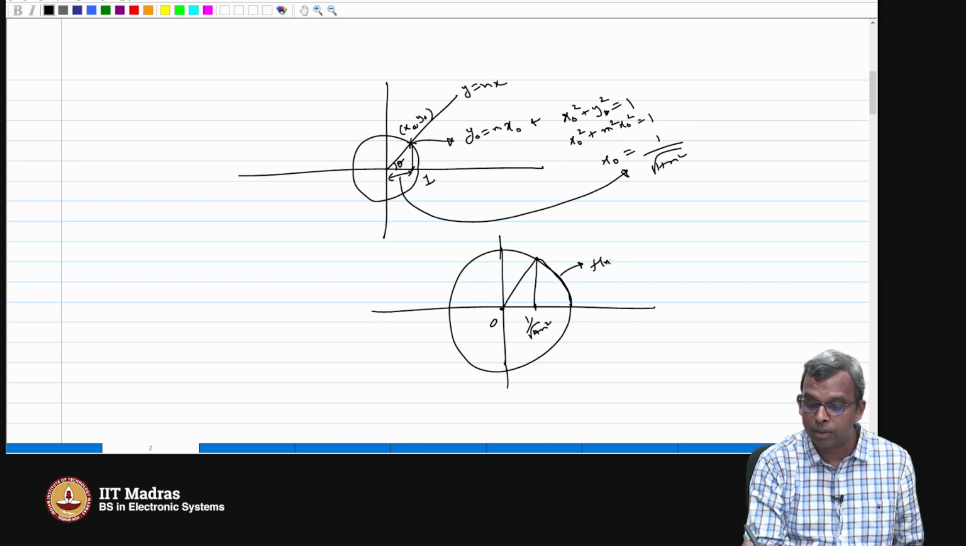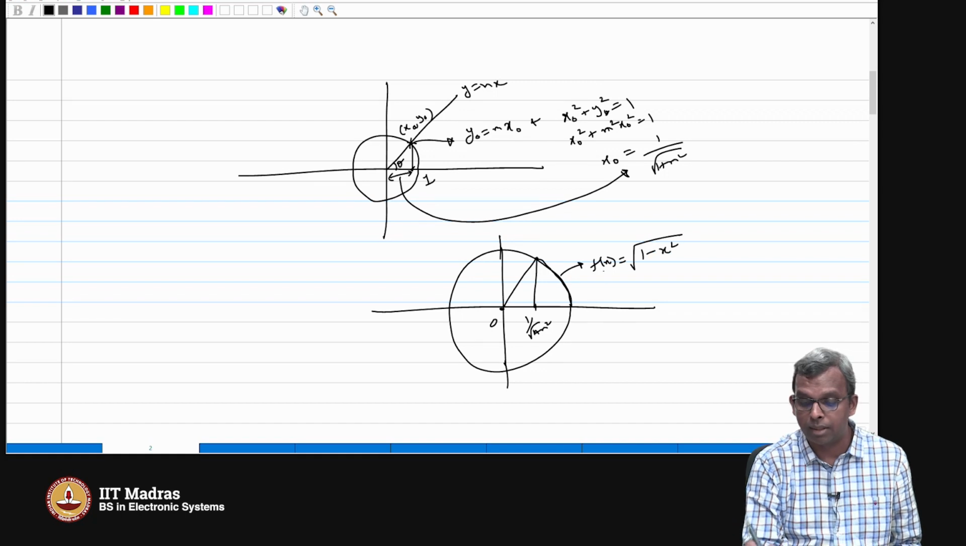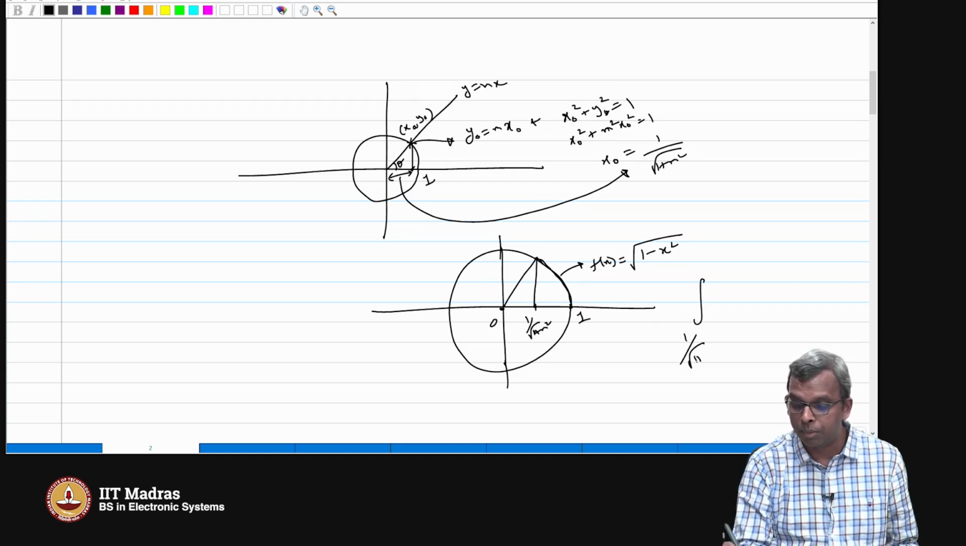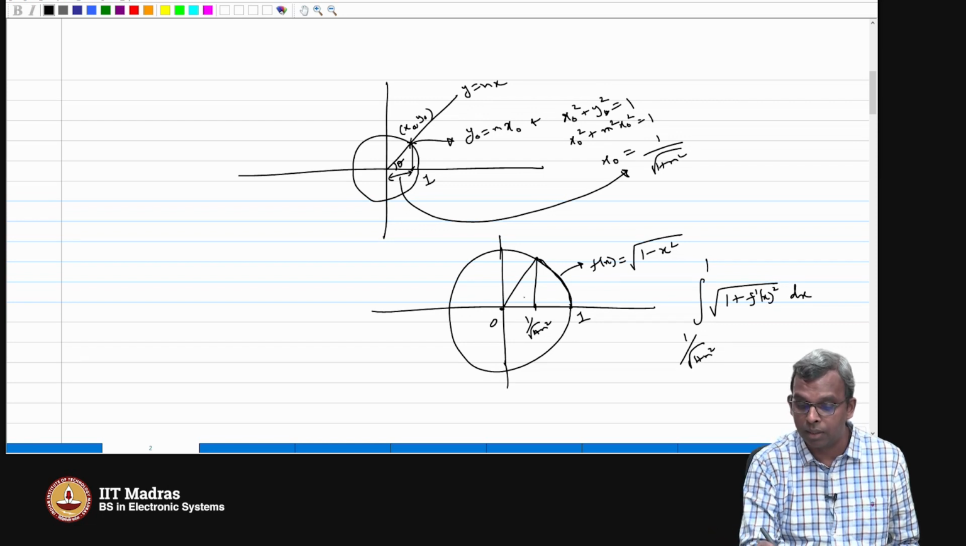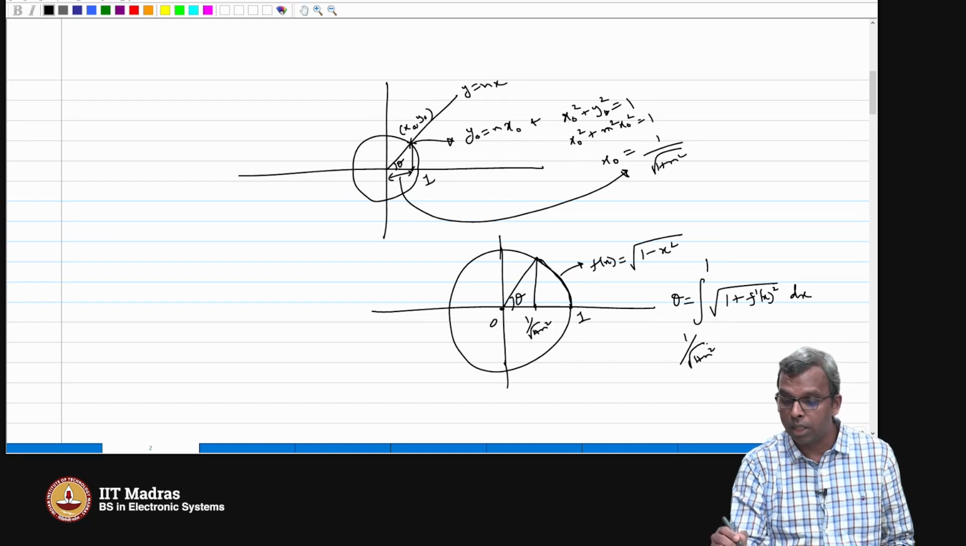And this curve has the equation f of x equals square root of 1 minus x squared. That is the equation of this arc. How do I find the arc length from here to here? I have to integrate from 1 by root of 1 plus m squared to 1, square root of 1 plus f prime of x squared dx. So, this is the arc length. So, this is theta, isn't it? Theta should be equal to this. So, what is f prime?